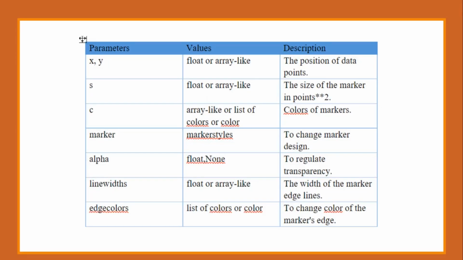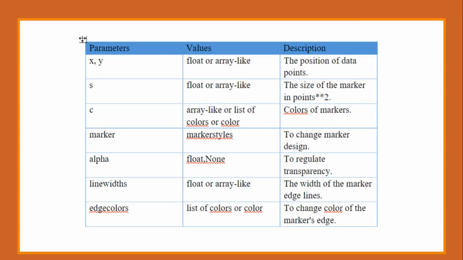The first parameters are x and y, because these two parameters are necessary, so we don't have the option to not use them. They take values as a float or an array-like structure. Basically, it is the position of the data points. The next parameter is s. It also takes a value as a float or an array-like structure. It is the size of the marker in points. Another parameter is c. It takes color as a list or simply as a color. It is the color of the marker.